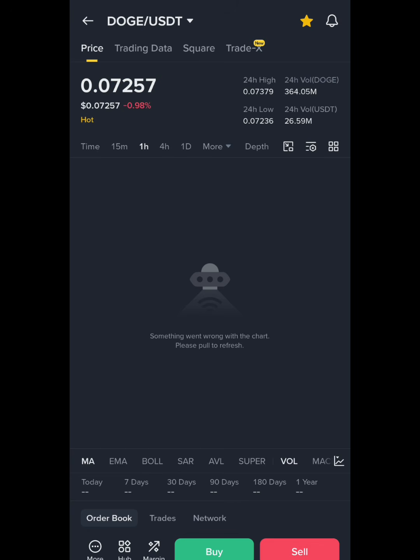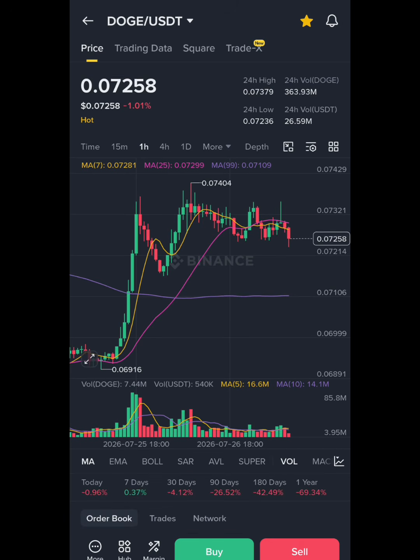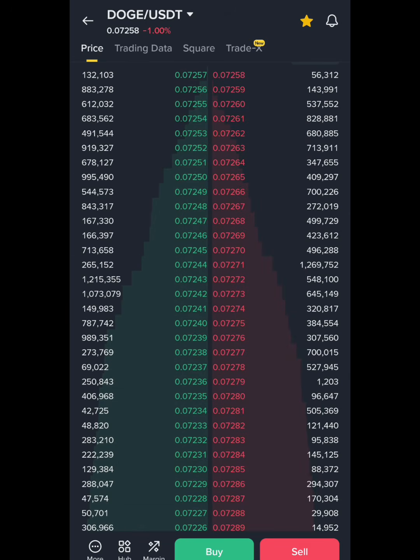But now, because I'm doing this in one particular exchange, you can see that the liquidity here is 26 million. That's 24 hours volume on USDT. Then the current 24 hours volume on Doge itself is 363 million, showing you that because I'm buying and selling here, I won't have any stress. So buying and selling will be instant.